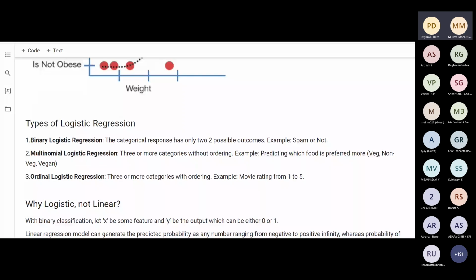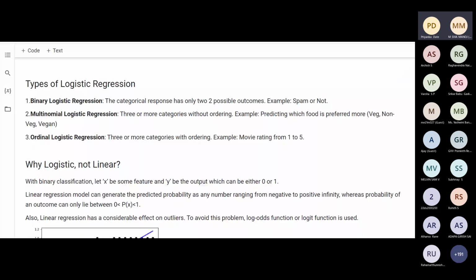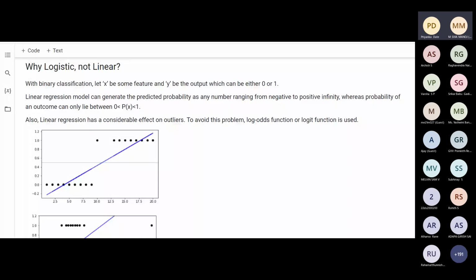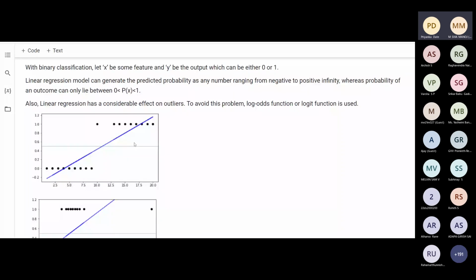Okay, so why should we use logistic regression over linear regression? There are mainly two reasons. First, linear regression gives us predicted probability ranging from negative infinity to positive infinity, and analyzing data with such a big range is difficult. Logistic regression gives probability ranging from 0 to 1, which makes it easier to analyze. And also, when we have outliers, there's a considerable effect on our model when we use linear regression.